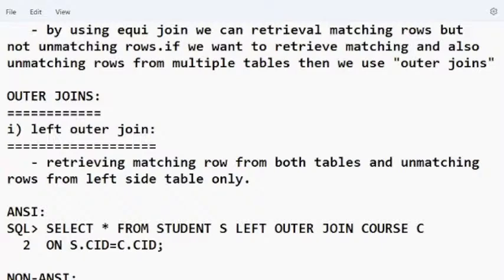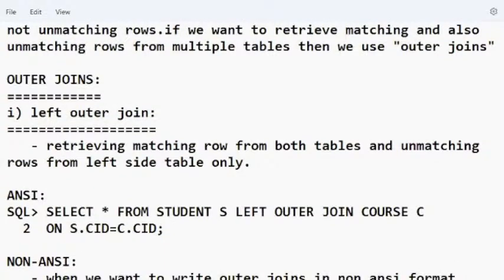When we want to write outer joins in non-ANSI format, then we use a special join operator, which is an open bracket, plus, and close bracket.